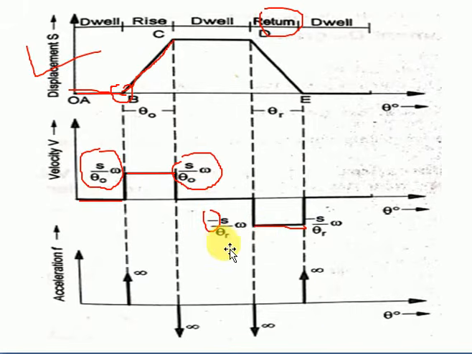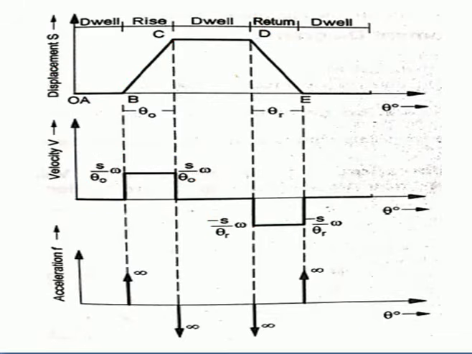So s upon theta r, where theta r is the return angle. And the dwell period is again on the 0 line. So this is the velocity diagram, and as this is a uniform velocity, the acceleration is considered infinite. From here to here there is no time for the acceleration, but it is considered infinite. So this is the displacement, velocity and acceleration diagram for uniform velocity motion, right? This is the first motion.